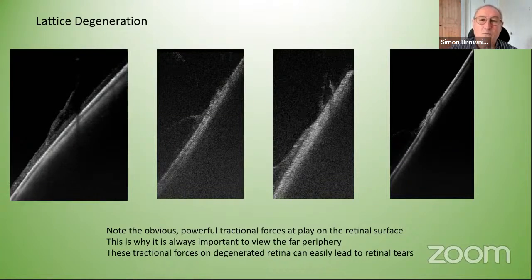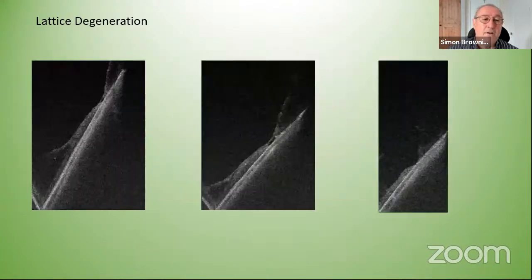And again, look at the obvious powerful traction forces that are at play on the retinal surface. This is why it is so important that on every patient, especially 40 onwards, when they're going to start getting PVD, it's absolutely vital to view the far periphery, especially in myopes who are at greater risk anyway. These tractional forces on degenerated retina can easily lead to retinal tears. So important to look in the periphery, and so important if we've got the ability to OCT those areas if we can. I just think the images are wonderful.